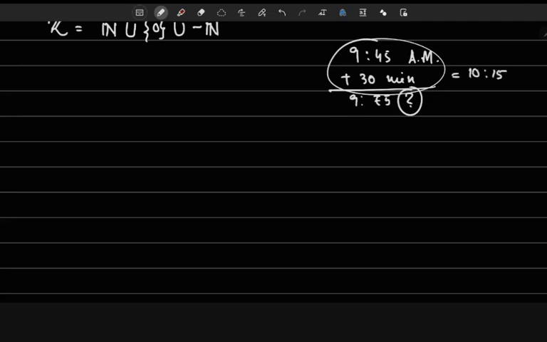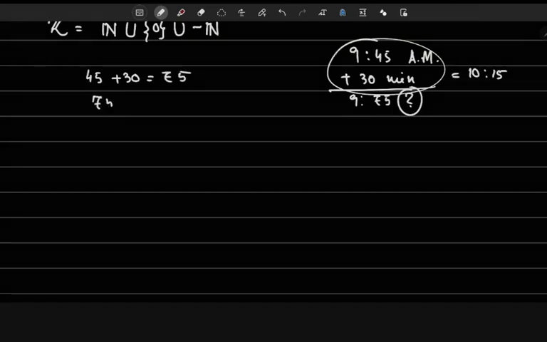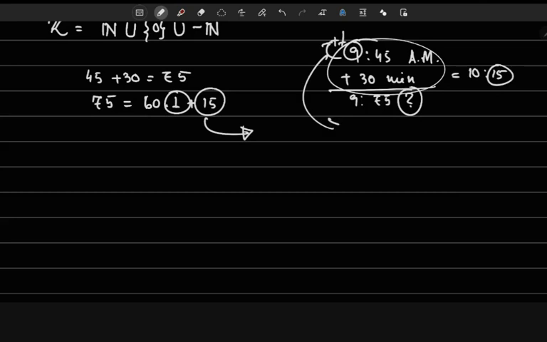We are actually taking this 45 minutes plus 30 minutes, that is 75 minutes, and then using the division algorithm we are dividing 75 by 60. So I will get one quotient and one remainder, and that remainder will give you 15 minutes. But it already has quotient 1, that means the hour will be raised by 1. So the whole thing will be 10 and 15, that will be 10:15 a.m. I hope this is clear.